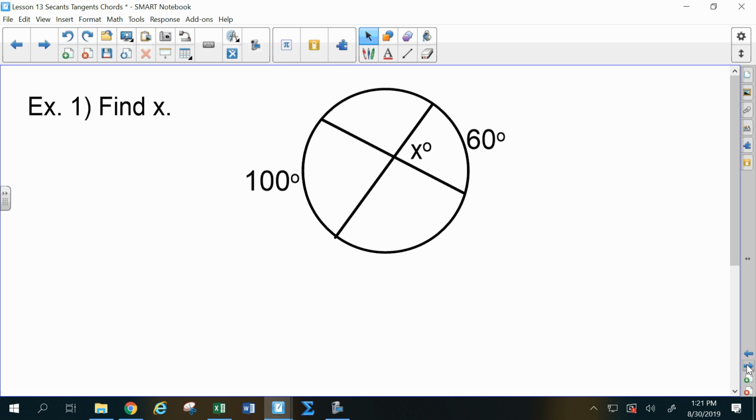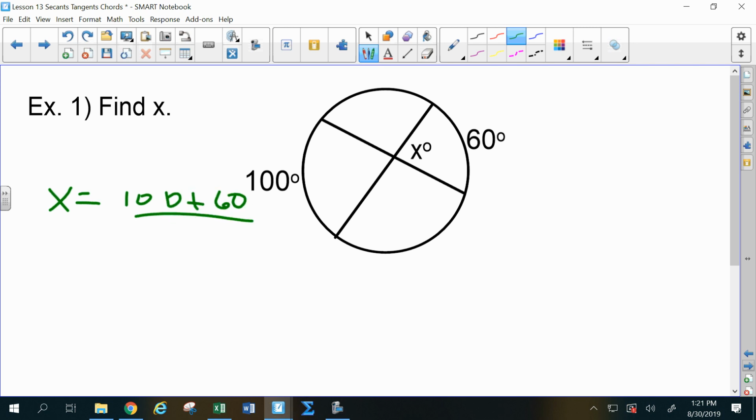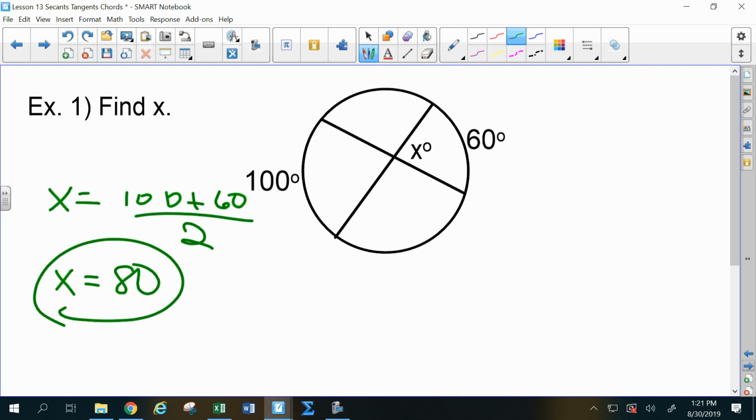These go a lot faster. Here the lines cross inside. Will my formula have a plus or a minus? It will have a plus. And we start with angle equals. Which of these is the angle? So we have x equals (100 plus 60) over 2. So everyone, what does that mean x equals? See how easy these are. Okay, next one.